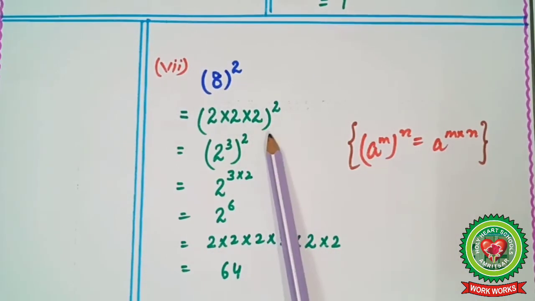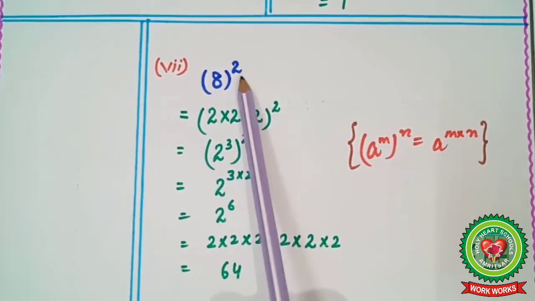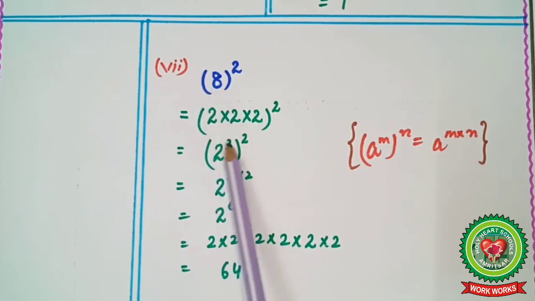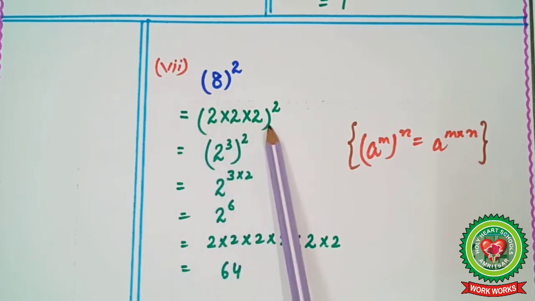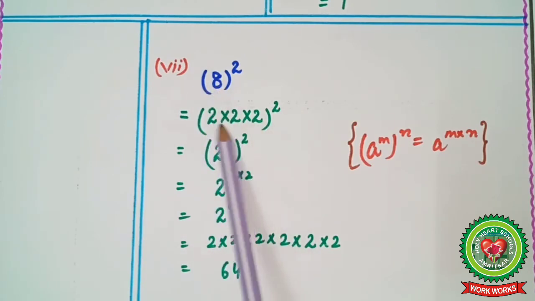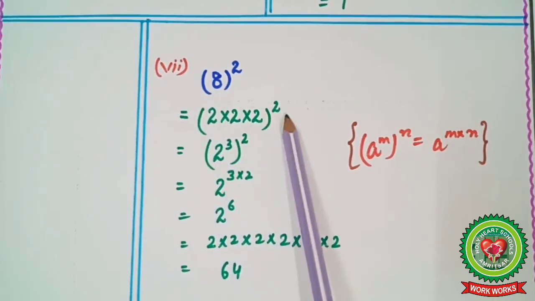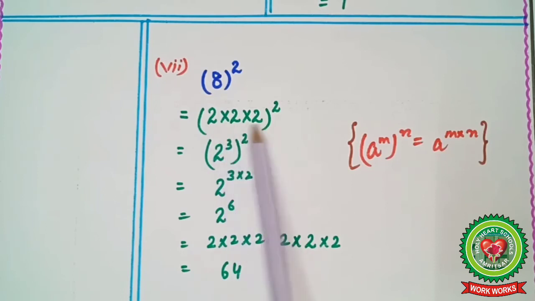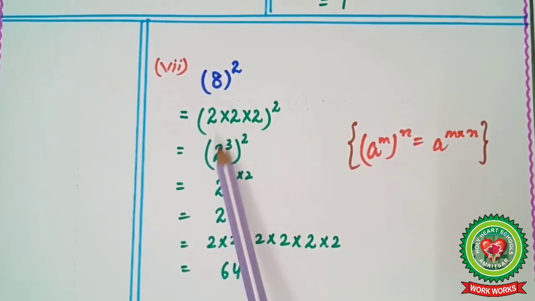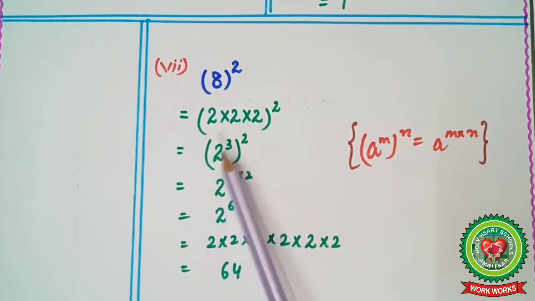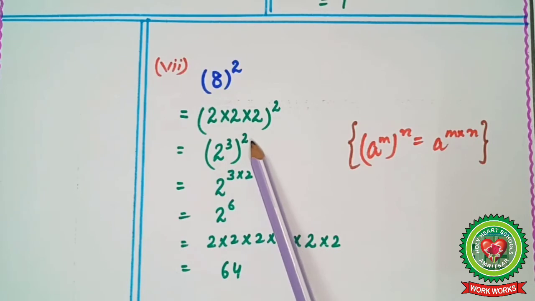So what we are doing here: 8 raised to power 2. The 2 is outside the bracket. So first of all, we will write the product form of 8, that is 2 into 2 into 2, right? So the factors of 8 are 2 multiplied by 2 multiplied by 2, bracket raised to power 2, right? Now what is the power of 2? 2 is getting multiplied 3 times. So you will write here (2 raised to power 3) bracket raised to power 2. Alright.